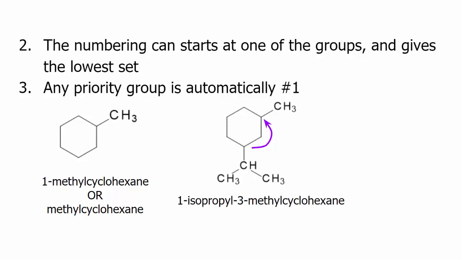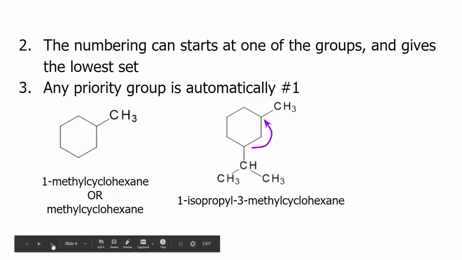Anyway, this one, the best answer is 1-isopropyl-3-methylcyclohexane. By the way, the isopropyl is the priority group, so it gives the number 1. The order is alphabetical, so the I before the M.